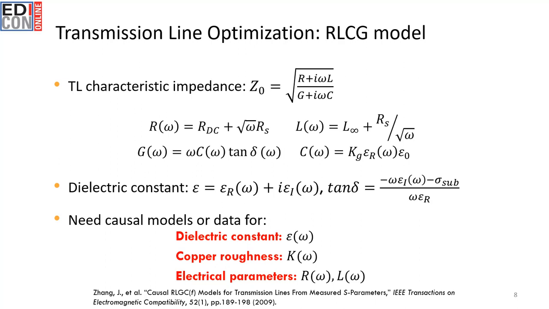But you also need causal models for dielectric constant and for copper roughness, and those need to translate into causal models for your electrical parameters. So the dielectric constant is easy, and I'll explain that here in a moment. Copper roughness we also need to know, and we need a causal model for it, and I'll also explain where that comes from.